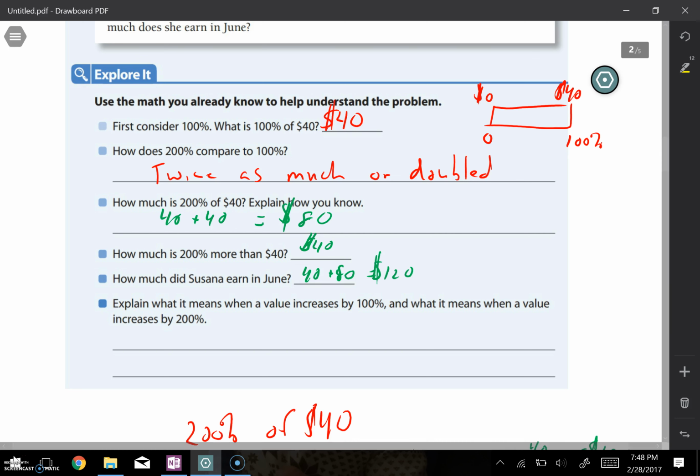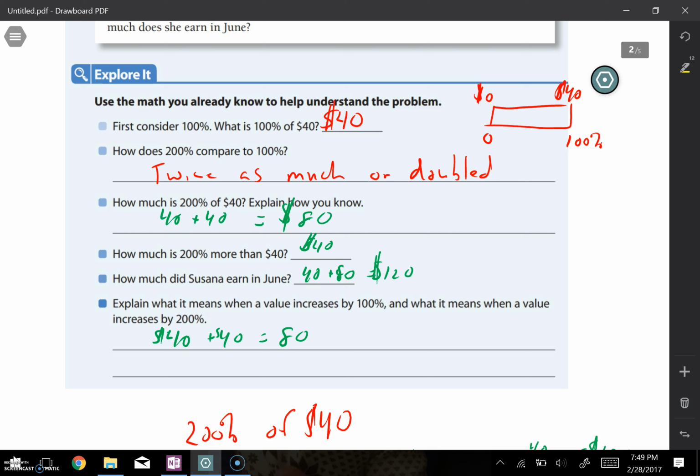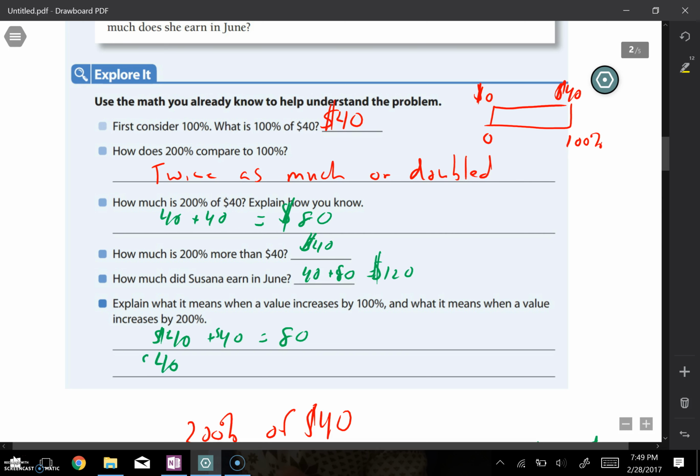Explain what it means when the value increased by 100%. Well, if it increased by 100%, you can technically say, here's $40. That's how much she made right now. If she increased by another 100%, she has a total of 80. It kind of doubled. It added on another whole amount of $40. And here is the original amount. Here's the first 100%. Here's the 200% is $120.